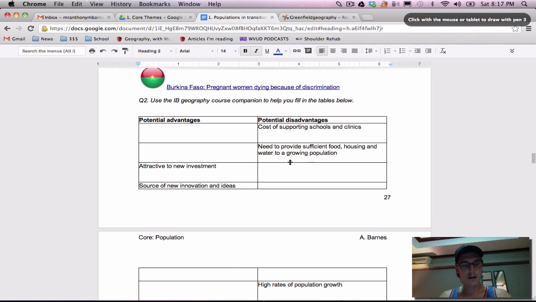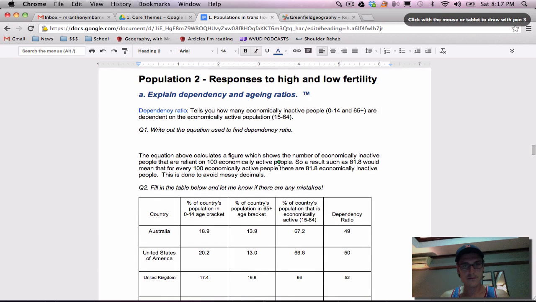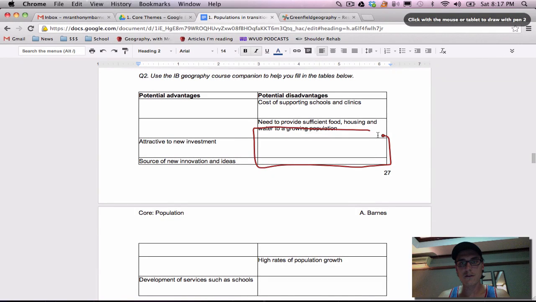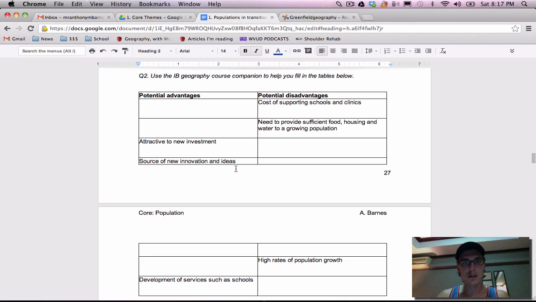And again, there is an option here. Sorry, I'm trademarking that. Nope, that's not correct. Nope, let's go back down here. There's an option here for you to be a geographer yourself and write in your own ideas about why there might be an advantage or a disadvantage for a youthful population.